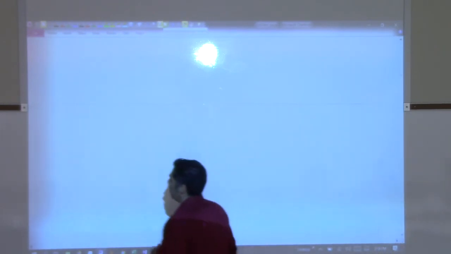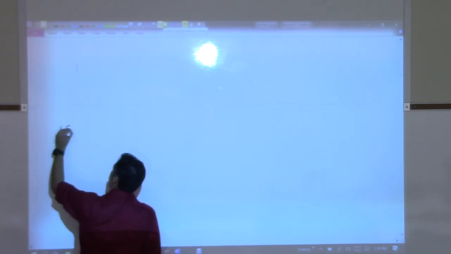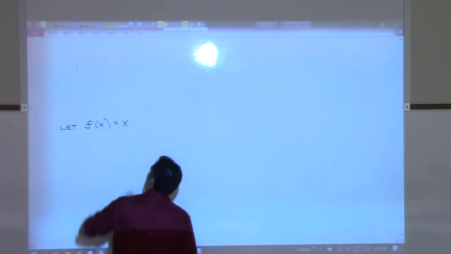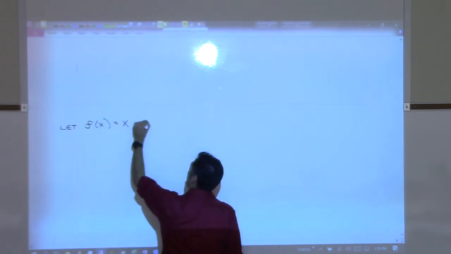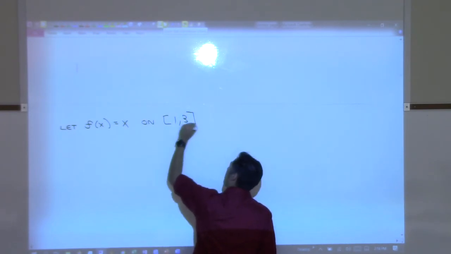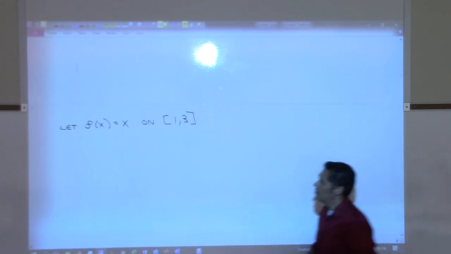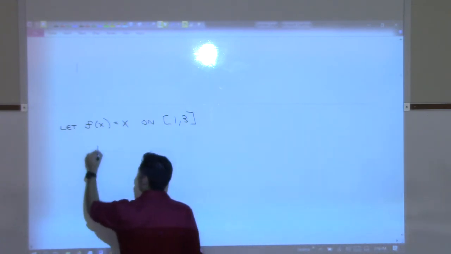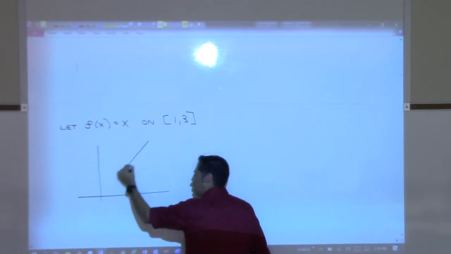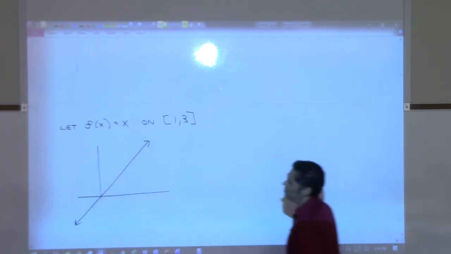So let's say we're going to do this. Let f of x be equal to x. And let's look at that on the interval 1, 3. All right, so we're going to draw a picture real quick, all right? F of x equals x. We all familiar with that function? It's the identity function, so it's a diagonal line, isn't it? Goes through the origin like that. Okay, so that's the function.